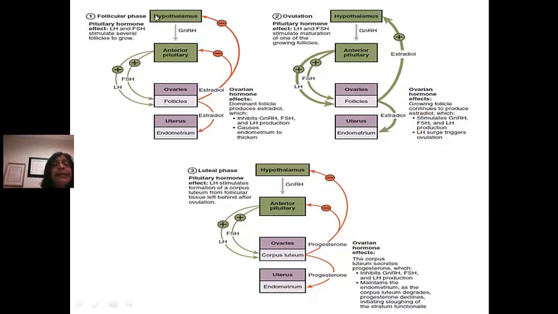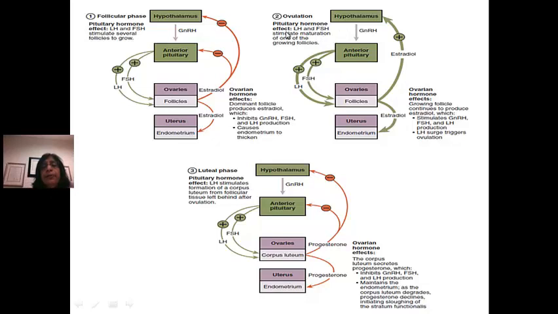Follicular phase is where GnRH triggers the anterior pituitary to produce LH and FSH. FSH targets follicles to grow, and granulosa cells are the ones LH targets, and that is how estrogen is produced. And estrogen also targets the endometrium to assume the proliferation of stratum functionalis. During ovulation, this is what's happening.